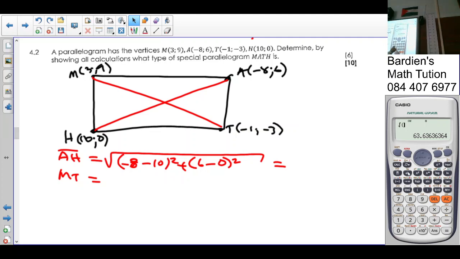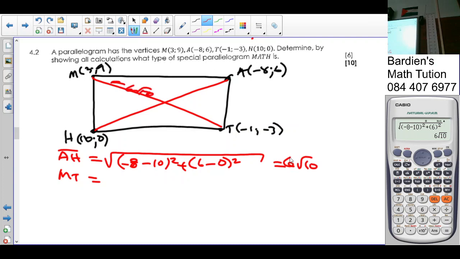Let's just work this out. If you calculate this in the exam, you press shift 9, 3, all and equal. Otherwise you could have pressed mode and 1, which also takes you back. So the square root of, open brackets, negative 8 minus 10 squared, whoops, that's two negatives, plus, open brackets, 6 minus 0 squared, which is 6. That gives us 6 root 10. I'm not going to write it in, it's already messing up the diagram.